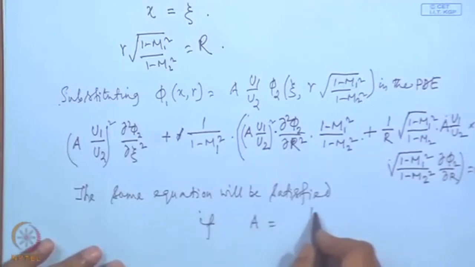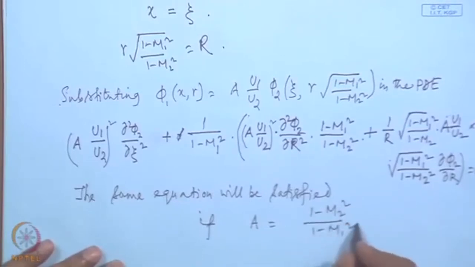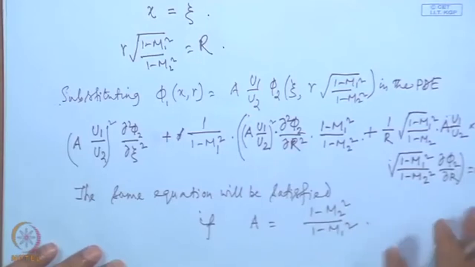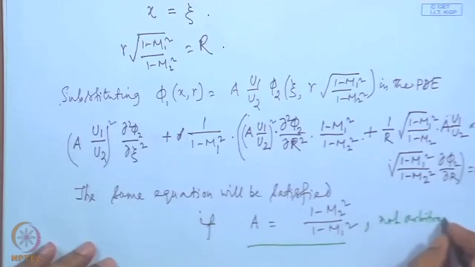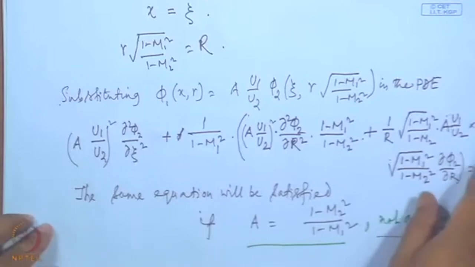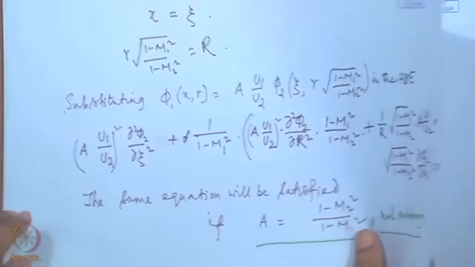A equal to 1 minus M 2 square by 1 minus M 1 square. Once again we see that A is not arbitrary. So, even in this axisymmetric case, which is of course a linearized problem, we again see that A is not arbitrary. Now, let us see the boundary condition.